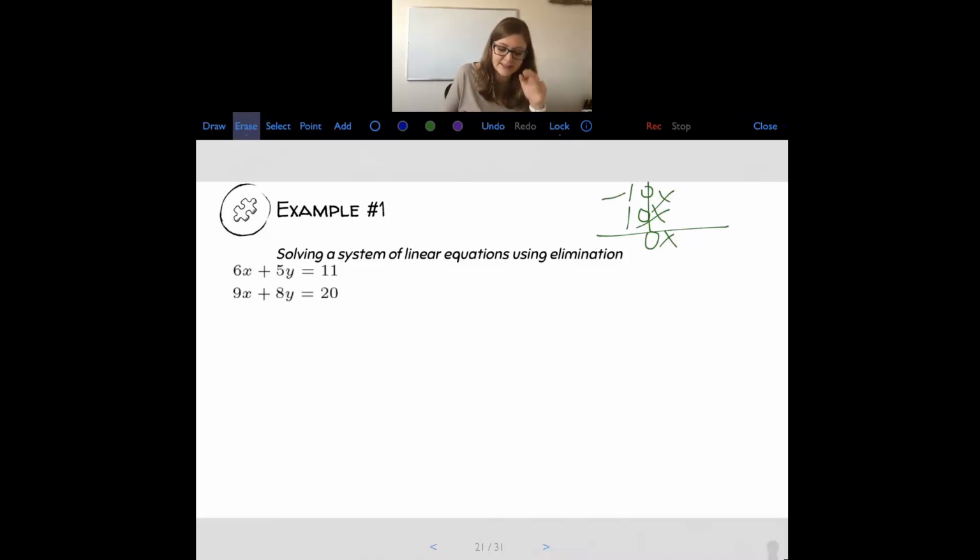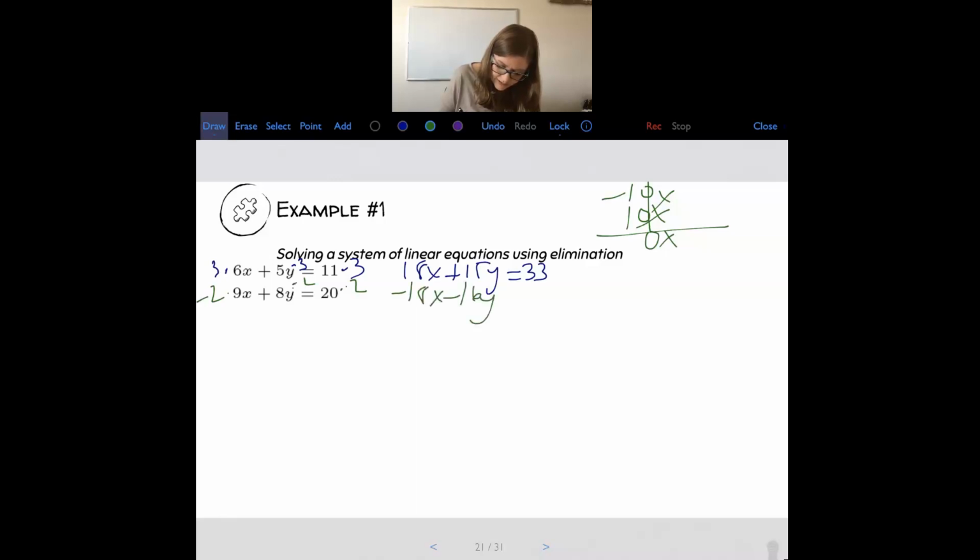Okay, so I'm going to get the 6x to 18x by multiplying by 3. And if I multiply that by 3, I have to multiply everything by 3. That preserves the equality, so that the left-hand side is equal to the right-hand side, by doing the same thing to every term. So this gives me 18x plus 15y equals 33. For the bottom equation, I want the 9x to be negative 18x, so that when I add the two equations, I eliminate x. So this is negative 2, negative 2, negative 2. Okay, so I have negative 18x minus 16y equal to negative 40.